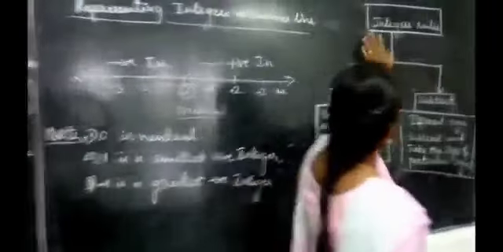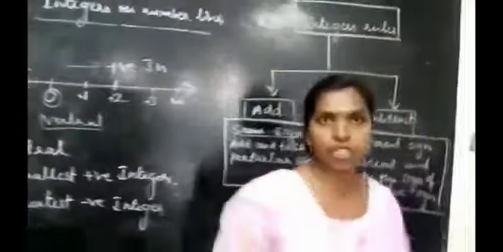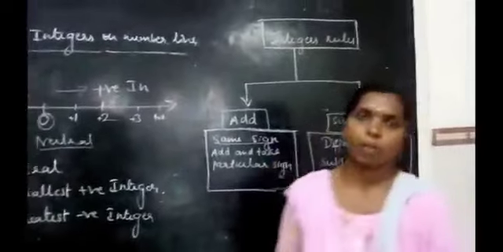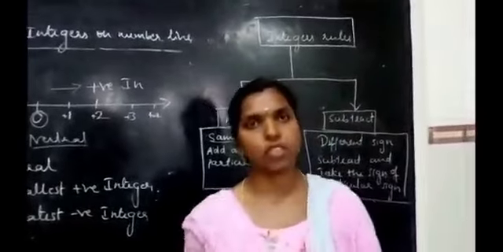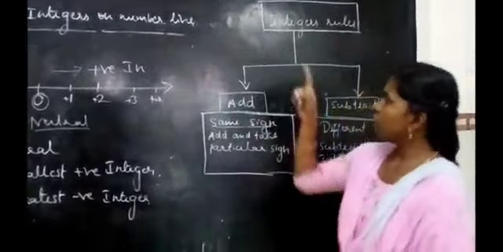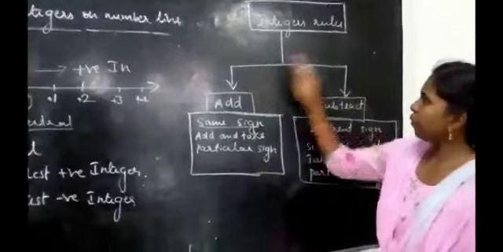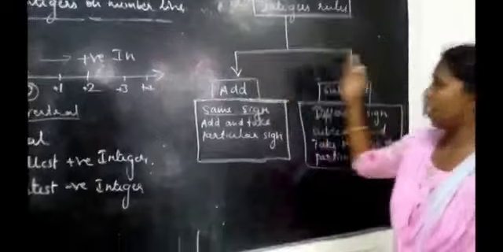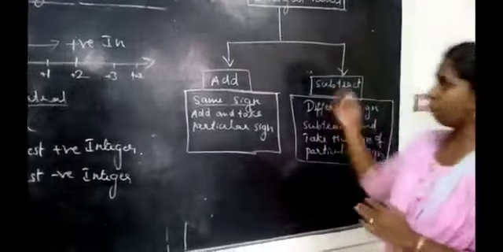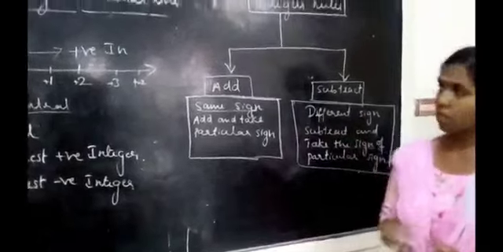Now, representing integers on the number line is completed and one more concept we have to learn: various operations by using integer rules. Integer rules in various operations like addition, subtraction, multiplication and division. First, look at the board. Here, I have divided into two groups. One is addition and another one is subtraction.